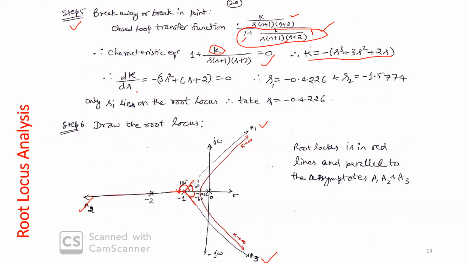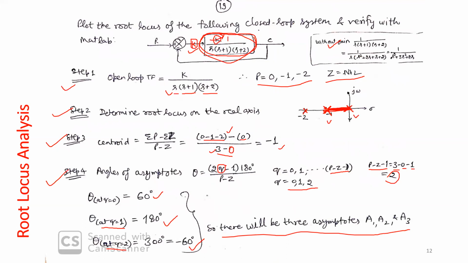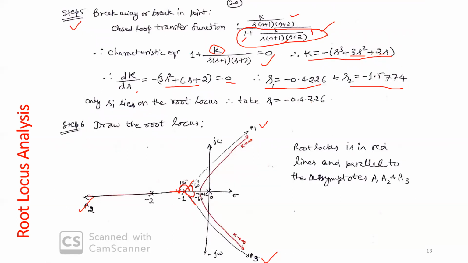So K equals this one, and it is easier to take the derivative of this K. The derivative of K will be 3s squared plus 6s plus 2. This I put equal to 0. It is a simple quadratic equation, and easily you can calculate the roots S1 and S2. These are the roots. Now check whether these roots lie on the identified root locus on the real axis. We identified that the root locus on the real axis is only between -1 and 0. So this root cannot exist here because it is out of scope.